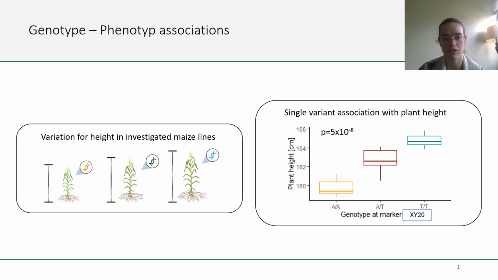Plant breeders and also researchers are interested in finding genotype-phenotype associations. So we want to find a position or a gene in the genome where we can see that different information at this position increases, for example, plant height or has any other phenotypic effect. For that, we usually need a diverse population that has variants for a specific trait. And then we analyze the genotypes.